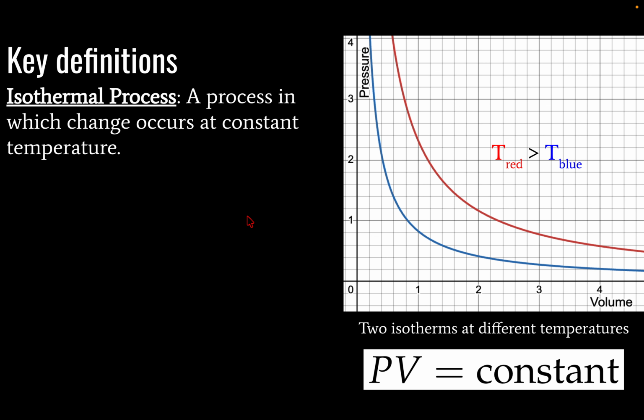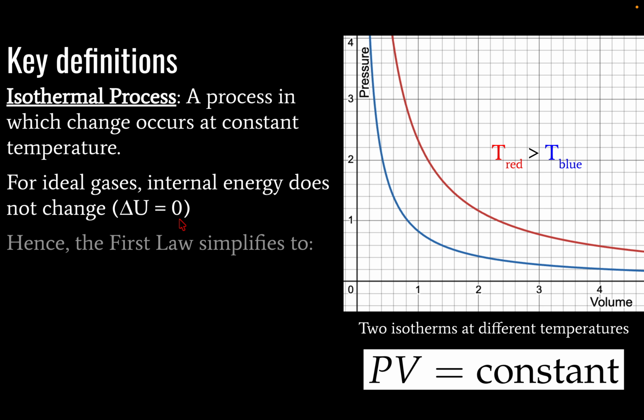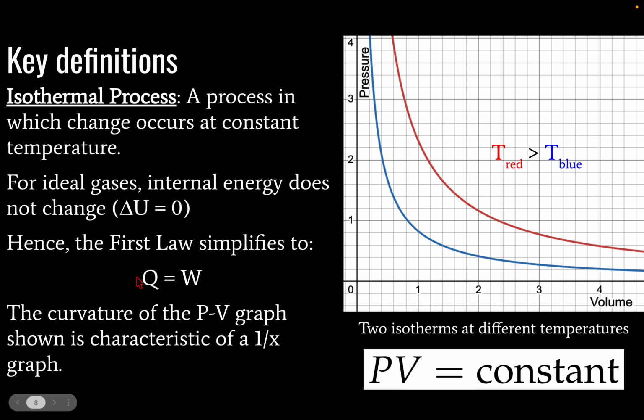And when in doubt, you can graph these in Desmos yourself, which is what I did to produce this nice graph. Okay. For ideal gases, the internal energy is not changing, so delta U is equal to 0, which means that we can rewrite the equation for the first law as Q is equal to W. So the heat energy in or out of the system will equal the work done in or out of the system. The curvature of the pressure-volume graph shown here is y equals 1 divided by x, then multiplied by a constant.